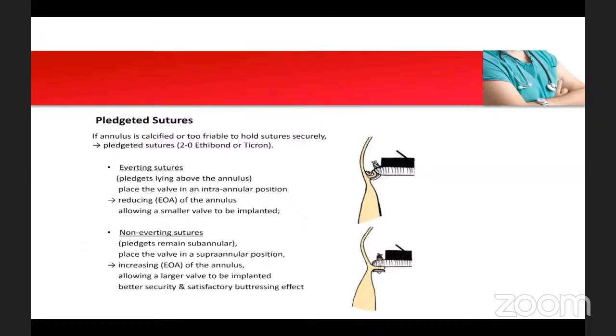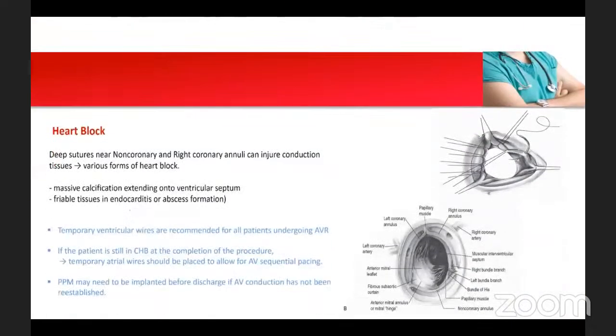Another technique is non-everting suture, with the pledget remaining subannular in position, so the stitch will pass from the ventricular side to the aortic side. By this, we increase the effective orifice area by allowing the valve to sit in a supra-annular position and allow a larger valve to be implanted, adding better security and a satisfactory buttressing effect. And the use of pledgeted suture has markedly decreased the occurrence of paravalvular leak.